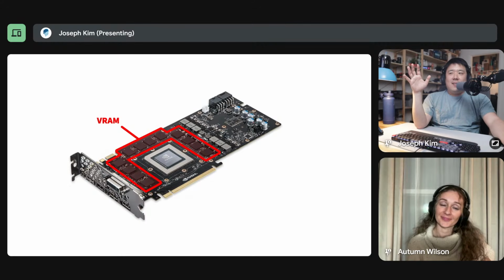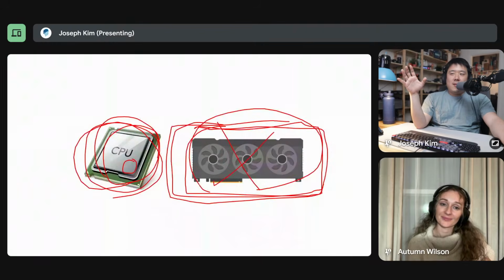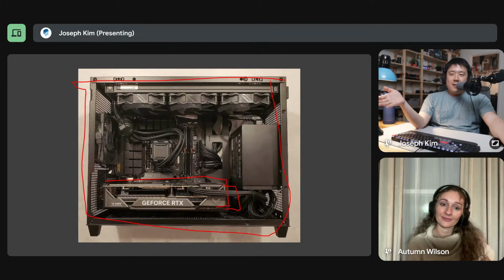So it really is a card, but it's really a laptop that just goes in there without the screen and the keyboard attached to it.